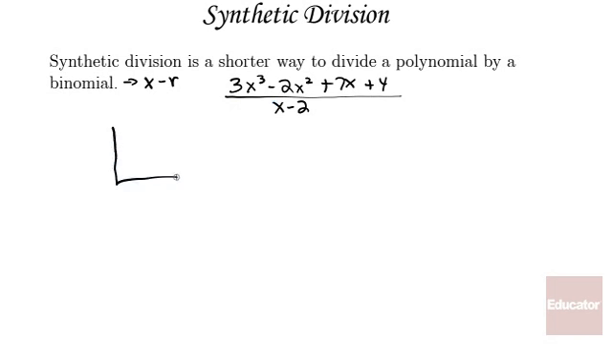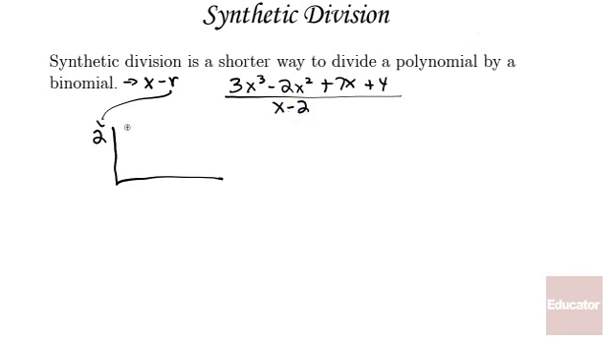So first, draw a symbol like this. Now, you put the r term right here. So in this case, it's 2. And this says minus 2, but you actually use the opposite sign. If this were to say x plus 3, then I would put a negative here. So this is x minus 2. I use the opposite sign, so I'm going to put a 2 right here.